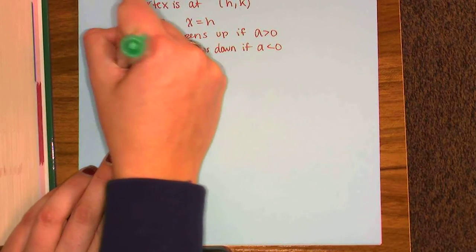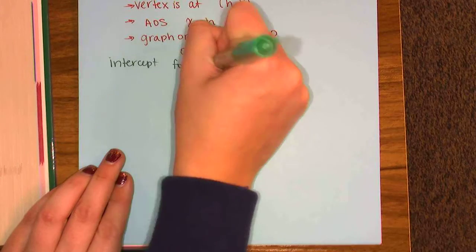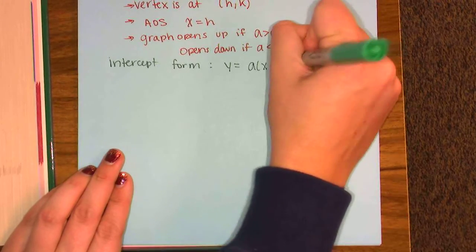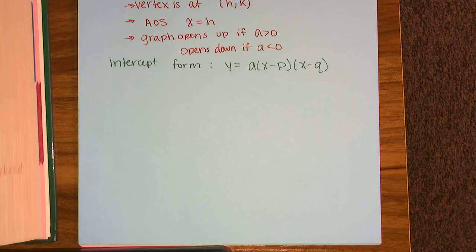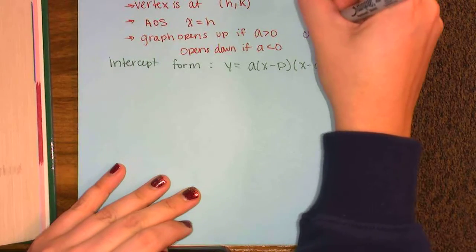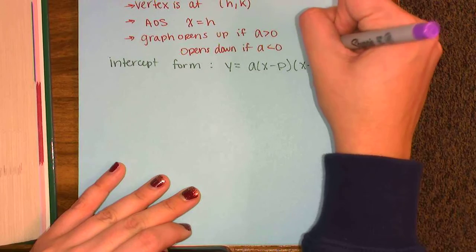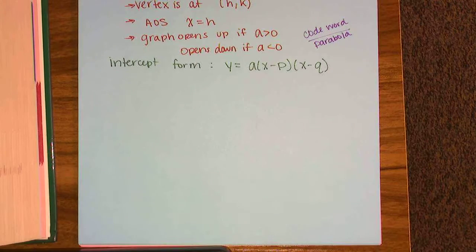So let's write it out. Intercept form: y is equal to a times (x minus p) times (x minus q). And really quick, I'm going to throw your code word here: parabola. Make sure you have that for class on Thursday.